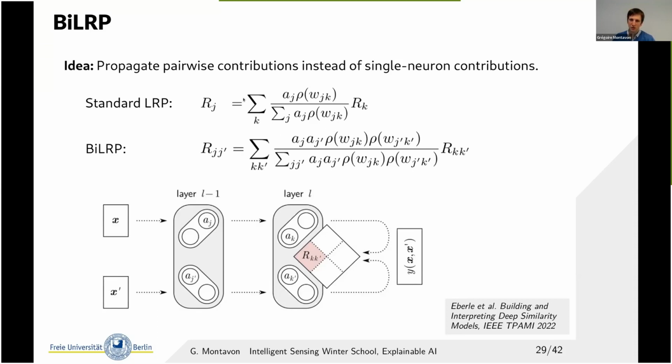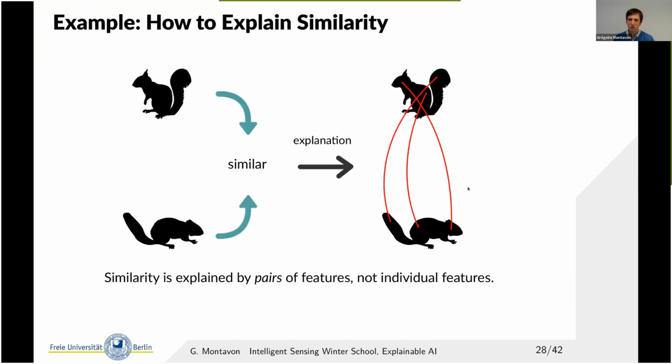And you can see that it mirrors a lot of the properties of the standard LRP explanation. But here you are really able to propagate contribution not of individual neurons, but of pairs of neurons. And when you reach the first layer, you get contributions of pairs of pixels. And this is what you want in order to produce these kinds of explanations.